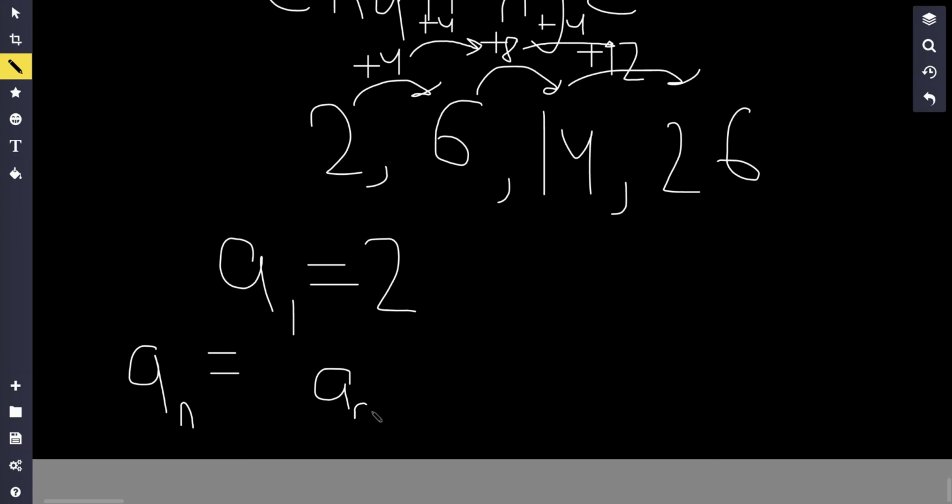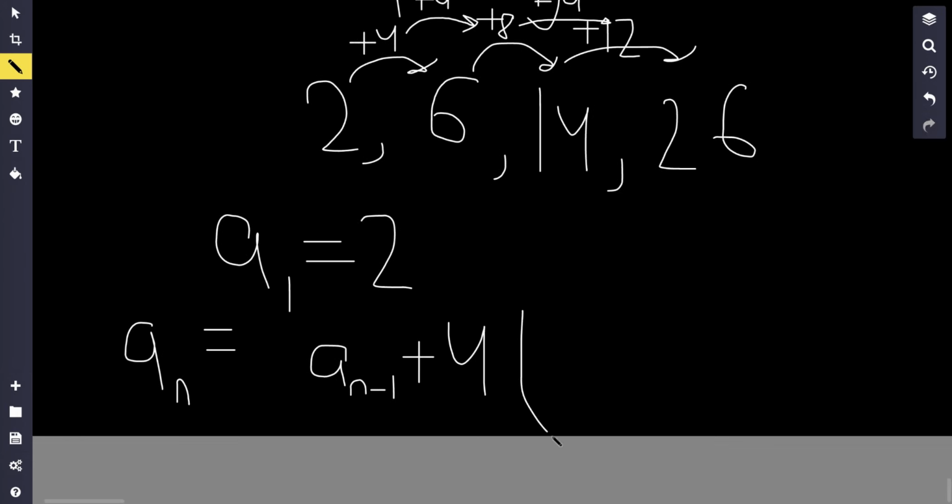Which means I can say, okay, if I want to get to the nth term of my sequence, what I'm going to do, first of all, is I'm going to add 4 to it. But because this 4 keeps on increasing, it's multiples of 4. And then what we're going to do is put an n minus 1 here.